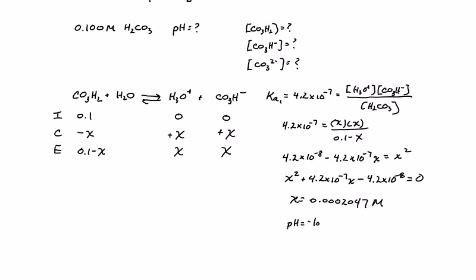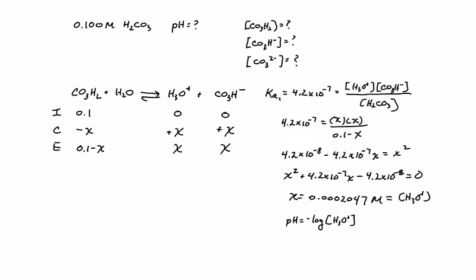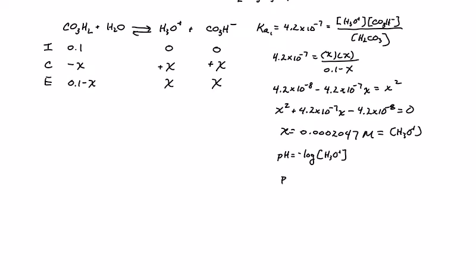is going to equal the negative log of the concentration of hydronium. Okay, and if the value of x is 0.000247 molar, that must be the concentration of hydronium. So the pH then equals the negative log of that value. And I get a pH equal to 3.69.